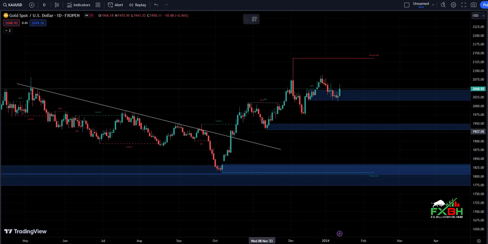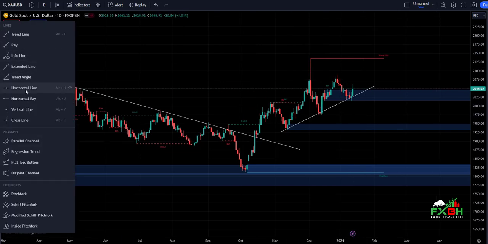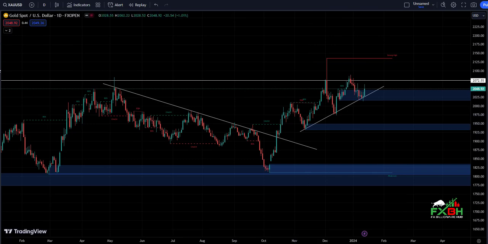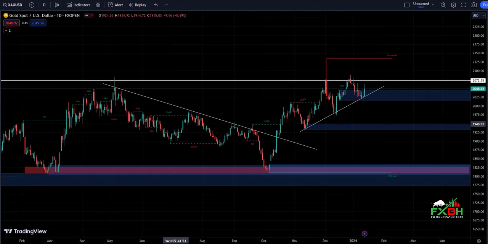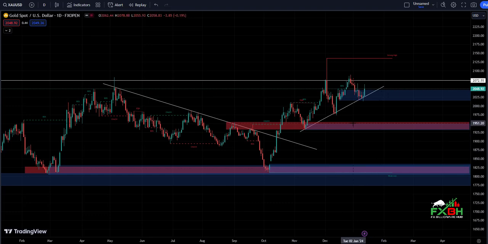Let's draw another trend line from here to here, and as you can see, our most upper zone can be around 2072. Our latest support zone can be this zone, and another support zone was here. Those two red mark zones can be a final support zone for gold, and another support zone can be here.